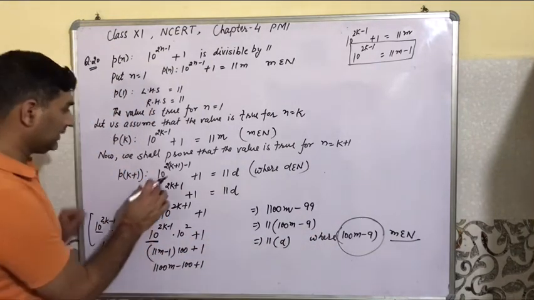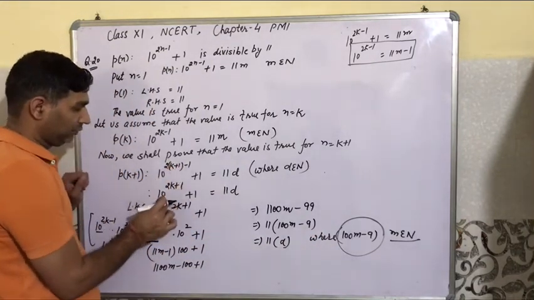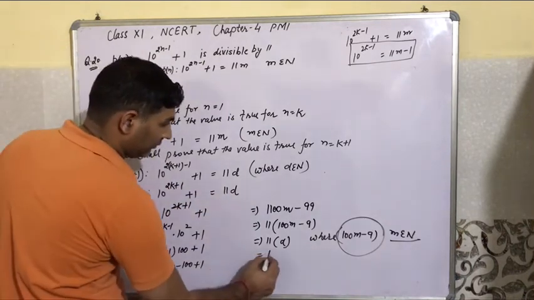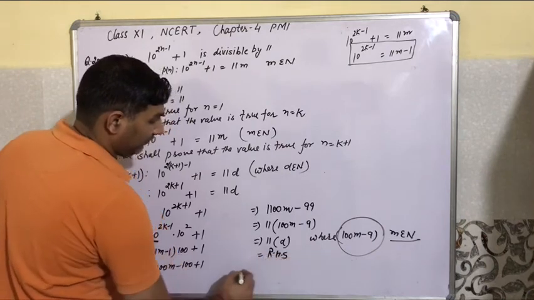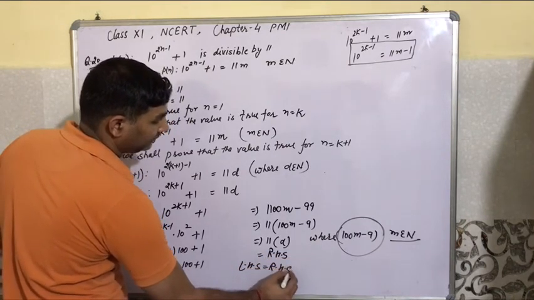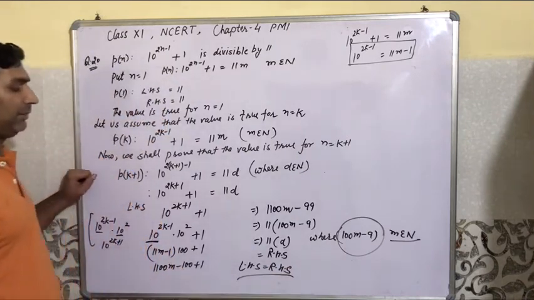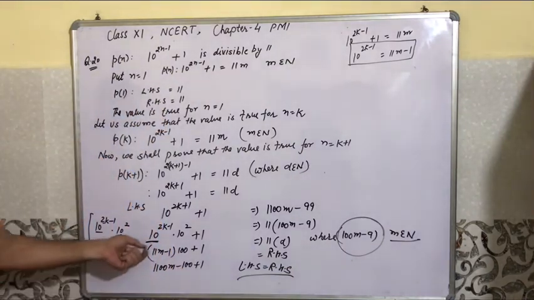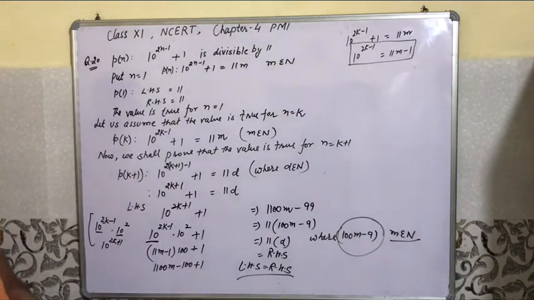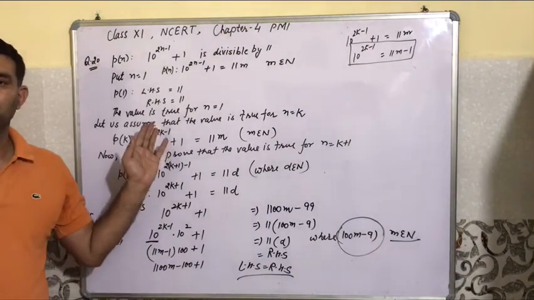Then 10 raised to power 2k plus 1 plus 1 is equal to 11d, which is equal to RHS. And we can say that left hand side is equal to right hand side, and P of k plus 1 is true whenever Pk is true. Then by the principle of mathematical induction, Pn is true for n belongs to N.